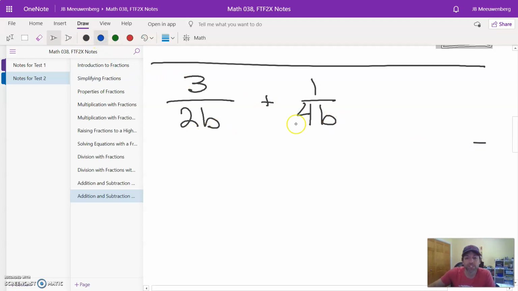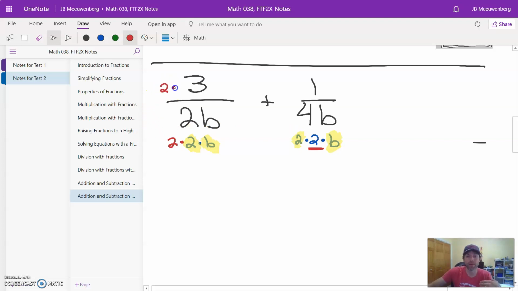Well, okay, this is one I might want to do the factorization thing on. 2b just means 2 times b. I can't really do much. But 4b means 2 times 2 times b. So just like before, we look to see what they have in common. They both have 2's and they both have b's. But this second fraction has an extra 2 in it, right? It has an extra factor of 2, which means I need to include that factor over in this first fraction.